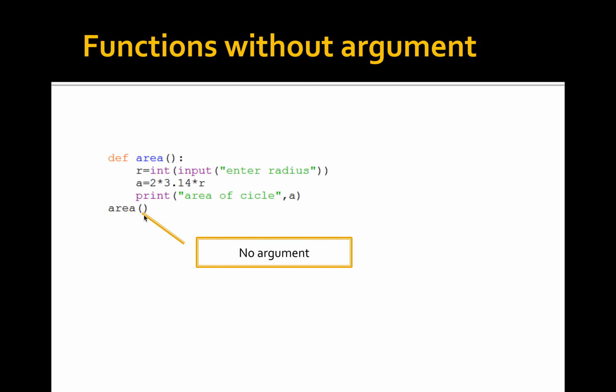Then it executes the function call and goes directly to the function definition. Then it executes the lines in the function definition. So here the value of the radius is read, then it finds the area and displays it. Here no values are passed, so it is called a function without argument. That's the difference between function with argument and function without argument. When we are writing a program through functions, we can use either method. We can pass a value to the function, or we can use a function without any value, that is without any argument.